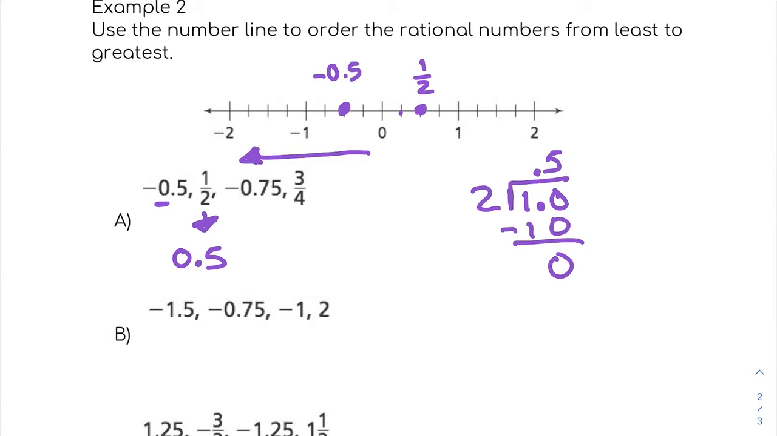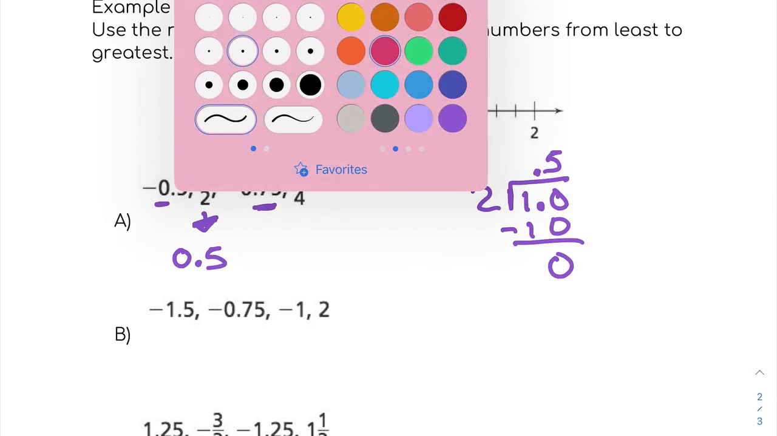My next one is negative 0.75. Again, this is going to be in between 0 and negative 1. We know that 0.75 is larger than 0.5, so we know it's going to go after negative 0.5, but it's not actually 1 yet. So we're going to put it at the last tick mark in between negative 0.5 and negative 1 for negative 0.75. Actually, I'm going to use a different color on that one since it's so close to 0.5.